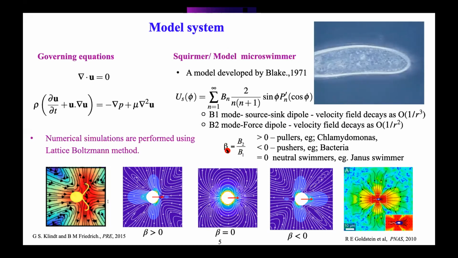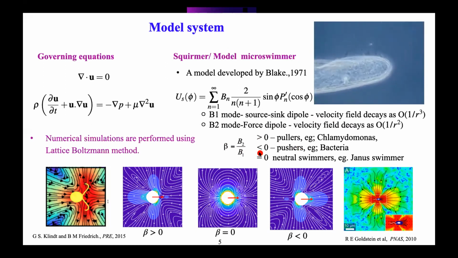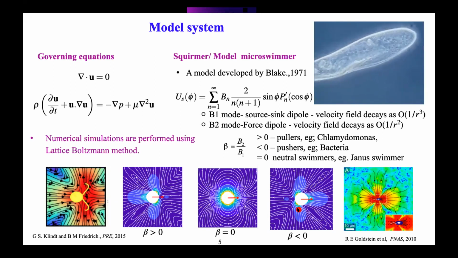If we choose a value of beta which is greater than 0, we can generate the flow fields of a puller microswimmer. If we use a value of beta which is less than 0, then we can get the flow fields of a pusher microswimmer. If beta is equal to 0, then the flow field would be that of a neutral swimmer. So here I have shown the corresponding flow fields for these three types of microswimmers.